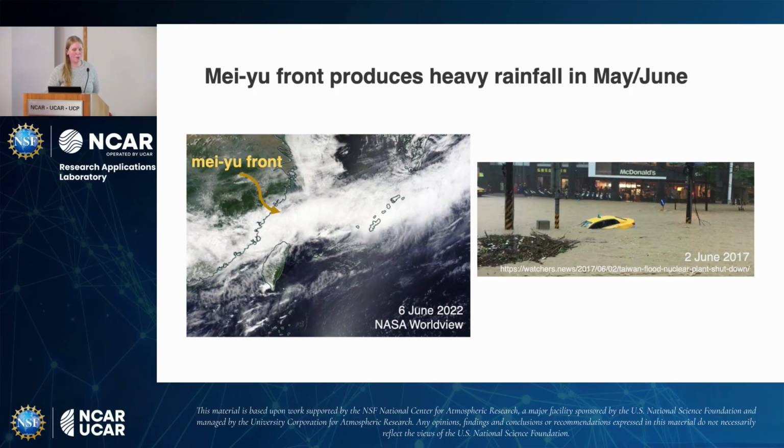As I mentioned, we're specifically looking at heavy rainfall within the Mayu front. For those who are not familiar, is anyone familiar with the Mayu front? I know some people are. Okay, so the Mayu front is a front that sets up in the Western Pacific in May and June of each year. It's shown in this satellite image on the left, this kind of banded feature.